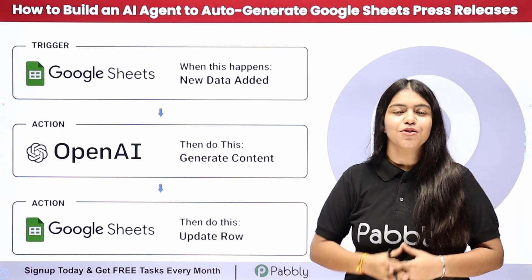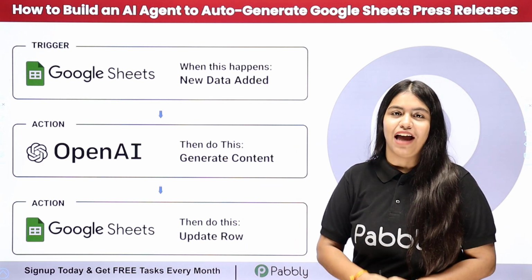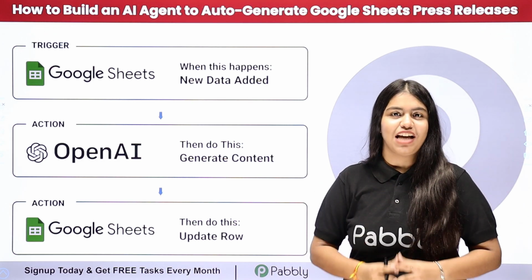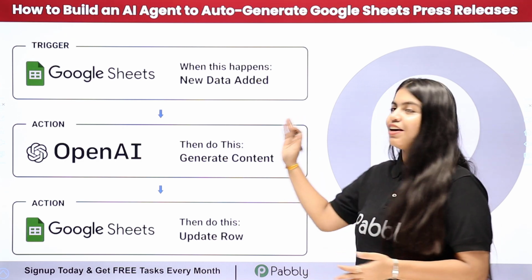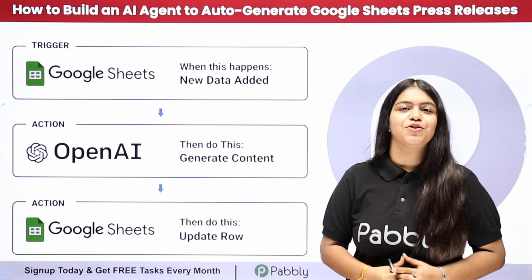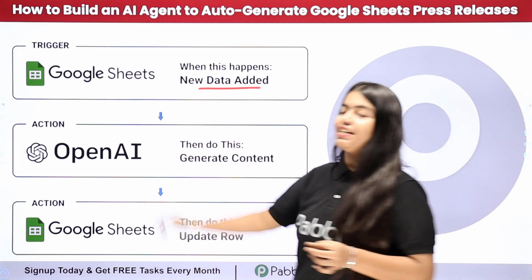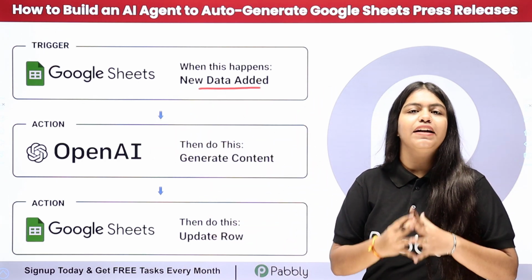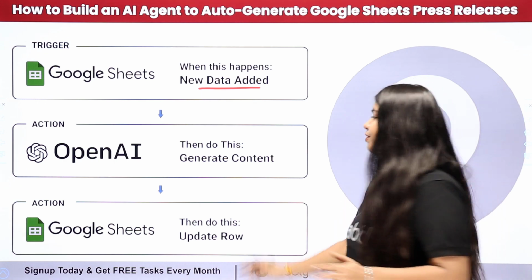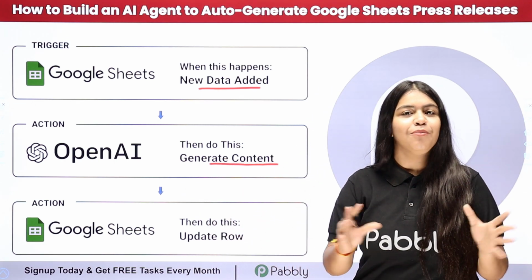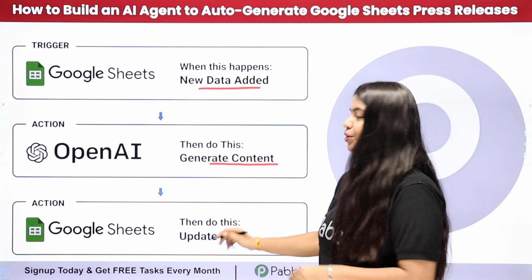So over here, I also used to generate the press releases manually, but this is such a time-consuming task. So to save me some time, I've simply created this amazing automation where what is going to happen is that as soon as I add the details of my press release into my Google Sheets, automatically my AI agent is going to generate me the content, which is the press release. And further, I can add that same press release once again into my Google Sheets.